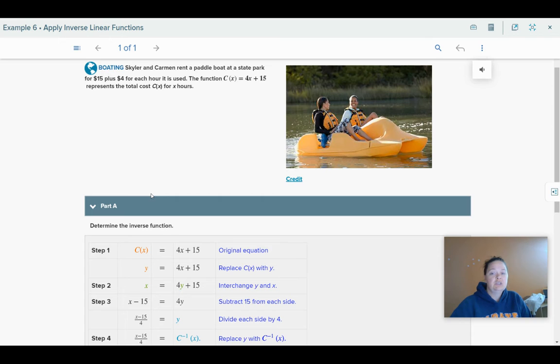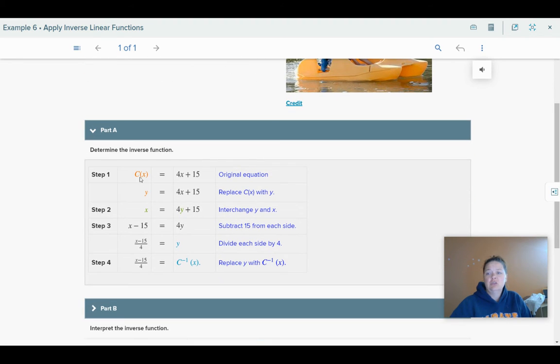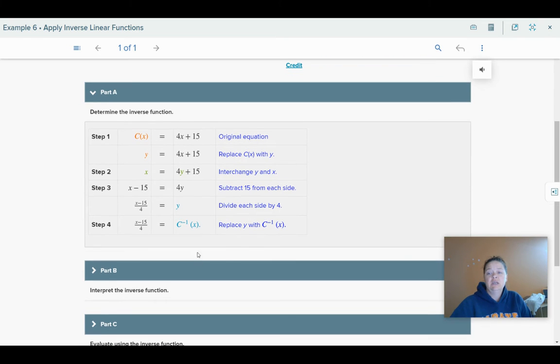First thing we want to do is determine the inverse function. So we take c(x) = 4x + 15, which is going to be our original equation, the standard rate of $15 plus the $4 per hour. Replace c(x) with y just like you would f(x). Interchange the x and y. Subtract 15 from both sides, divide by 4 on each side, and simplify. So we get that (x - 15)/4 is equal to c inverse of x.